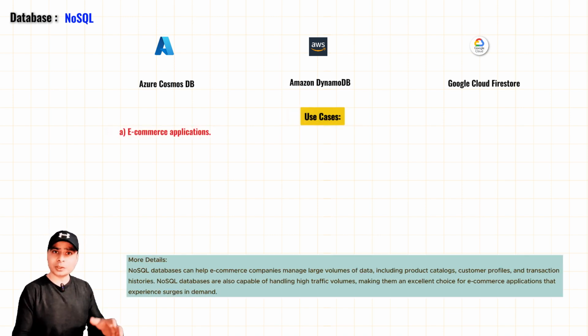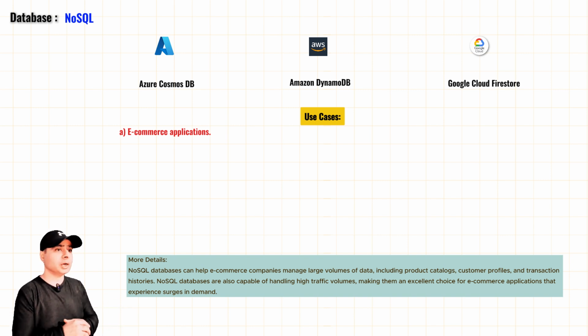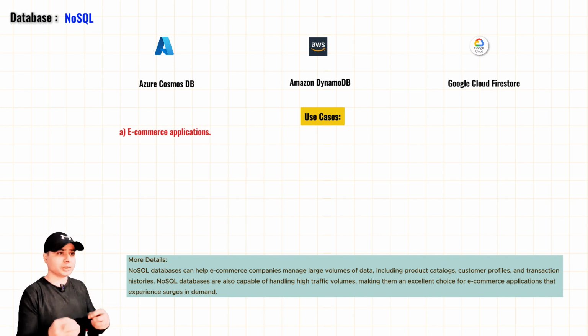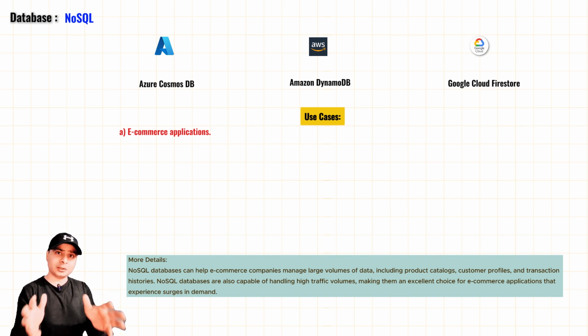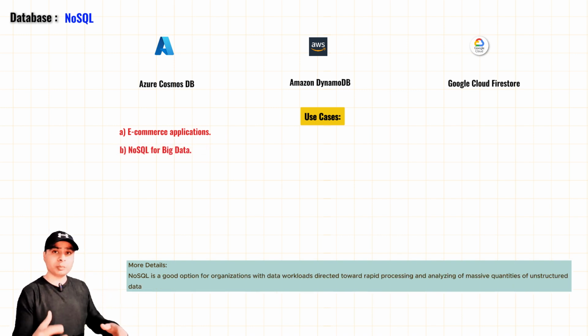And what are the use cases? Let me go through very quickly. So first of all, we have e-commerce applications. NoSQL databases are really helping e-commerce companies to manage large volumes of data, including product catalogs, customer profiles, and transaction histories. And NoSQL databases are also capable of handling high traffic volumes, making them excellent choices for e-commerce companies. Then the second use case for NoSQL could be big data.